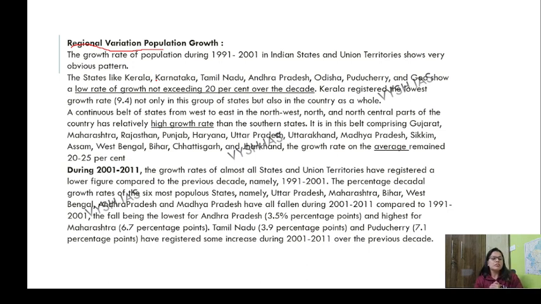You will notice that Andhra Pradesh's population growth even fell by 3.5 percentage points. So we were talking about 2001. What we are discussing here, you have to learn the facts.